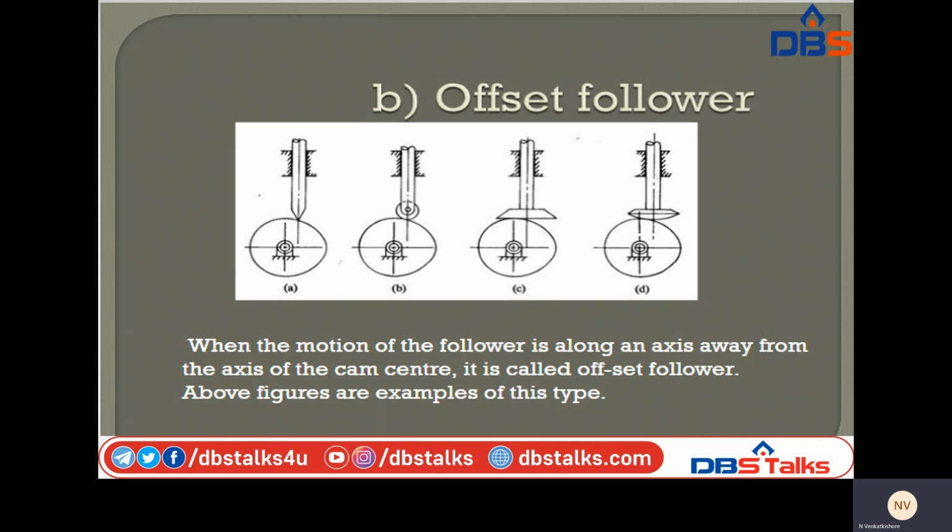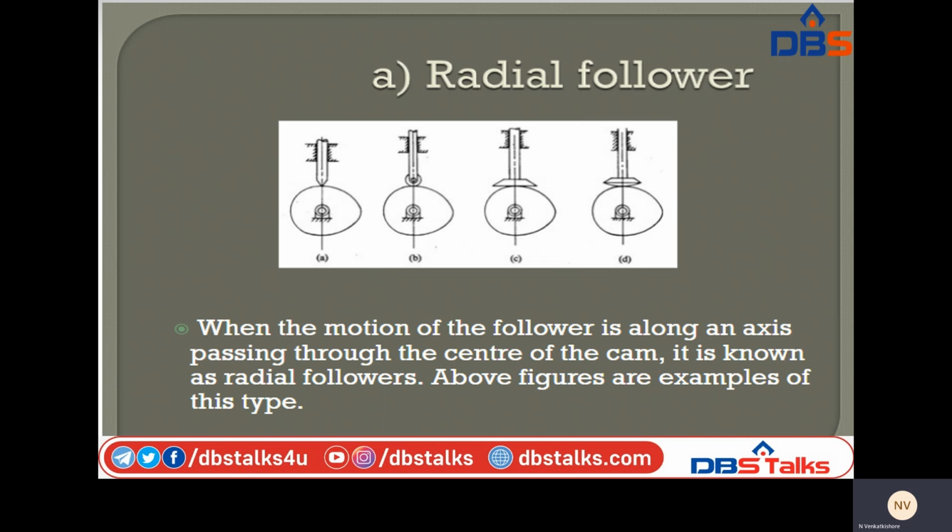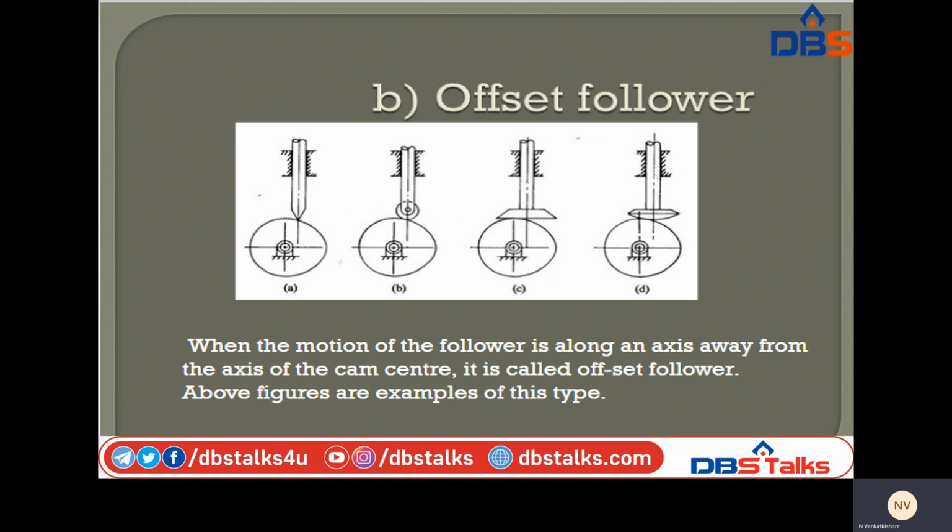So that is known as an offset follower. See here, if you clearly observe these diagrams, the previous diagrams are radial, meaning the axes of both are the same. Now just compare it with the other one, that is the offset follower. The axis of the cam and the axis of the follower are at a certain distance. Certain distance means that is the offset.